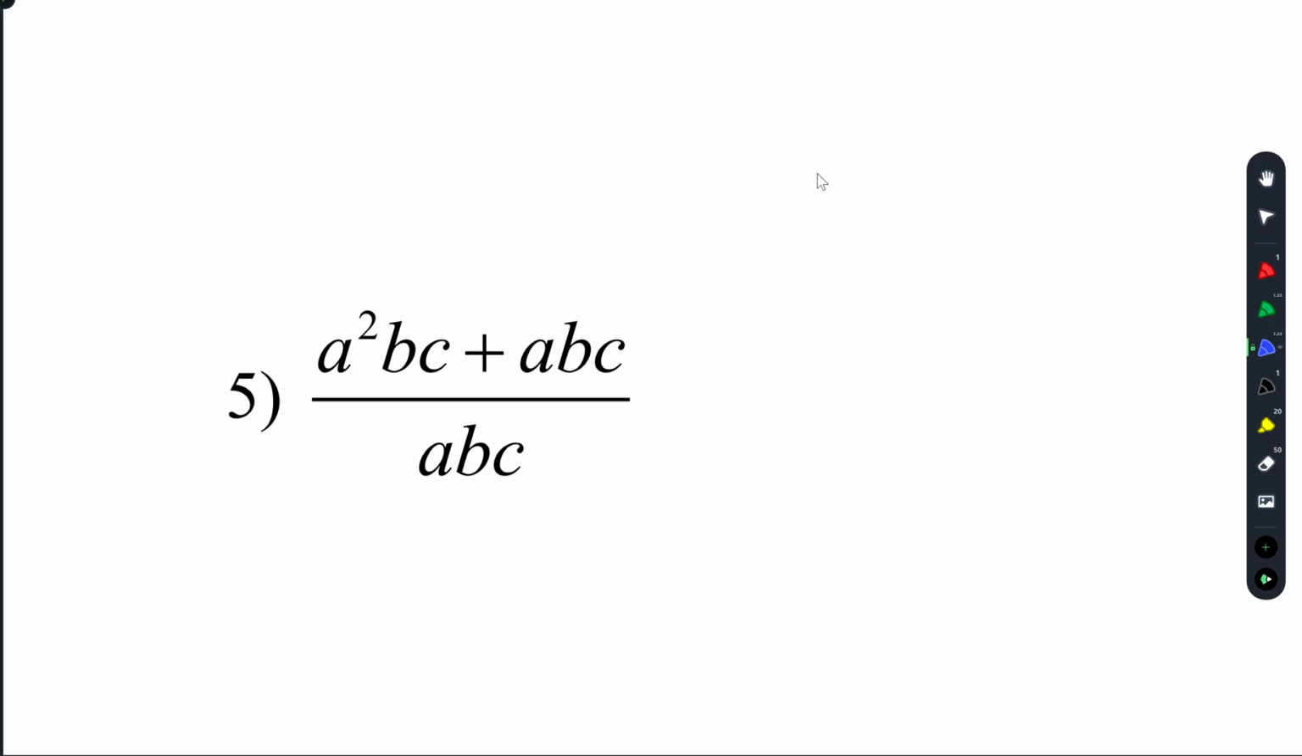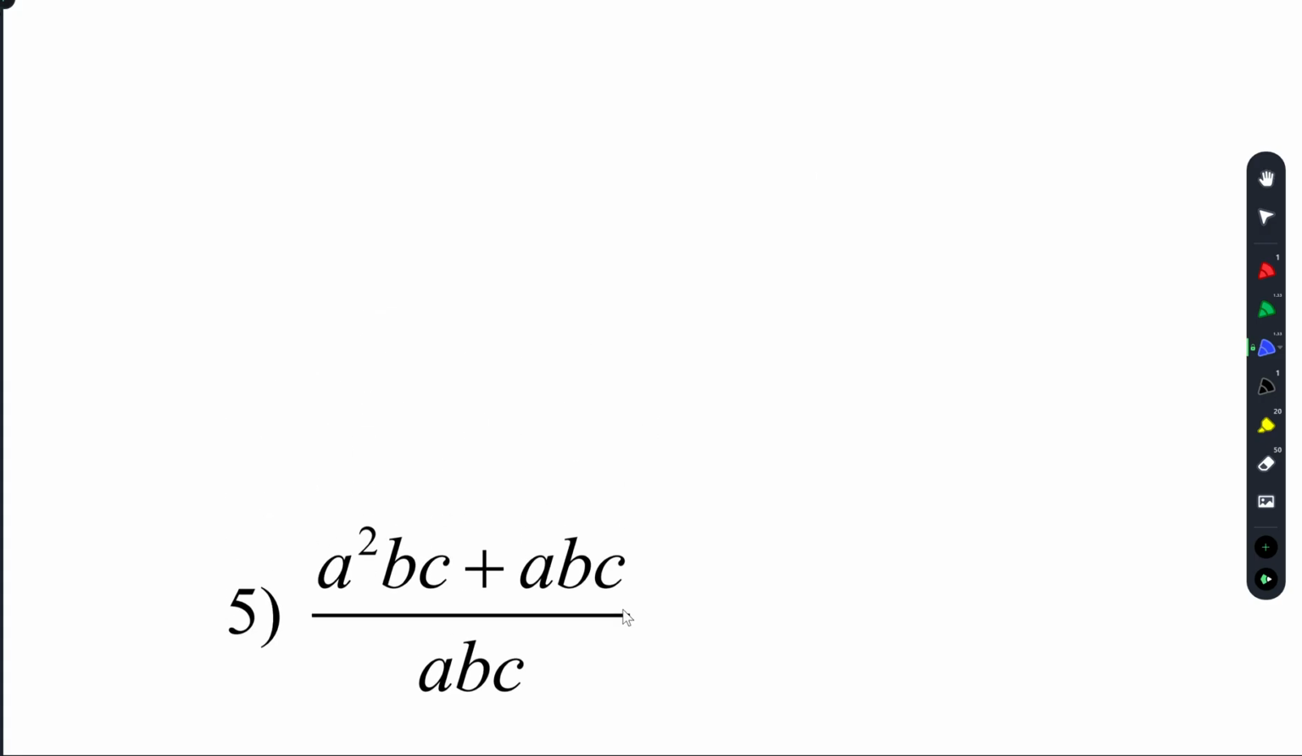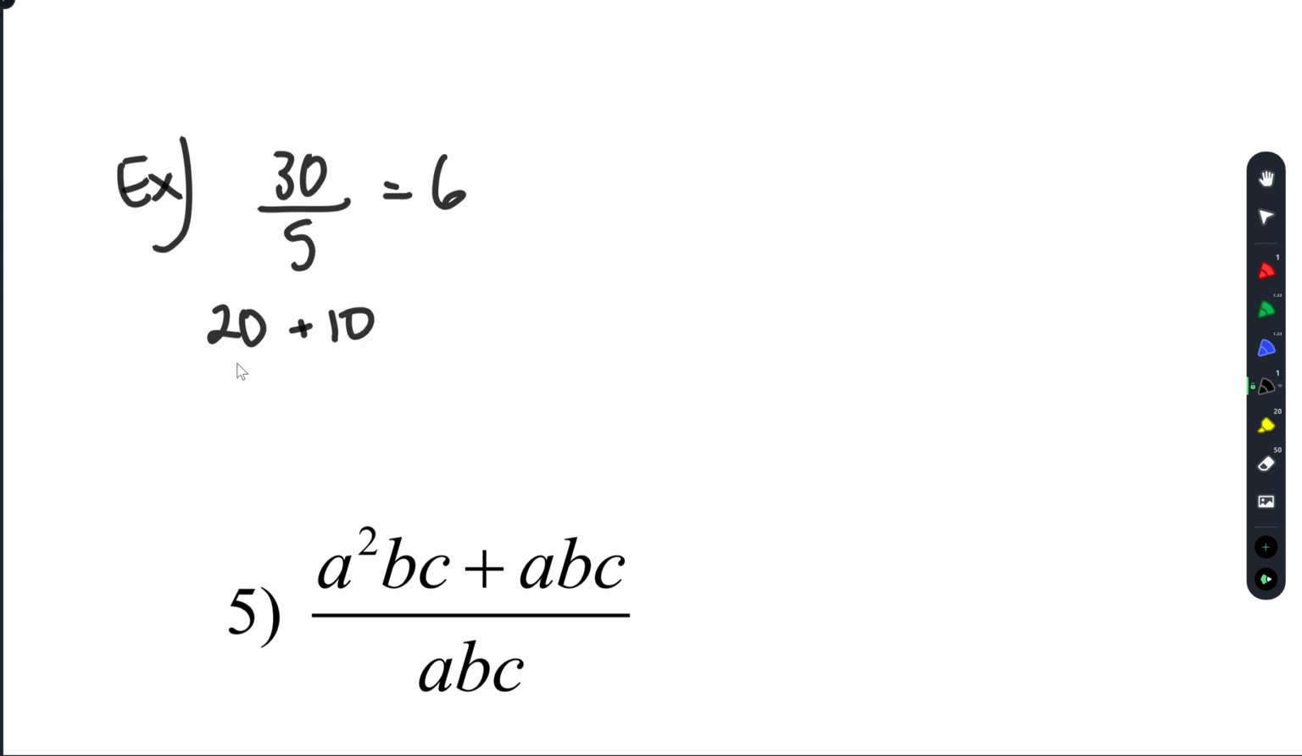Next thing here is when you have the adding. So these are like the psycho ones, because there's like 1,000 variables. But I'll show you where it's coming from. So for an example with real numbers, let's do 30 divided by 5. Obviously you know that's 6, that's not the issue here. But another way you could write this is 20 plus 10, all divided by 5.